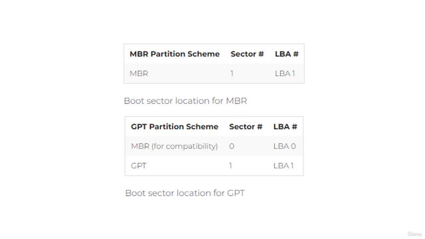So in GPT technical terms, MBR sector number 1, LBA1, is LBA0 for GPT, and GPT is sector 1, which would correspond to LBA1.